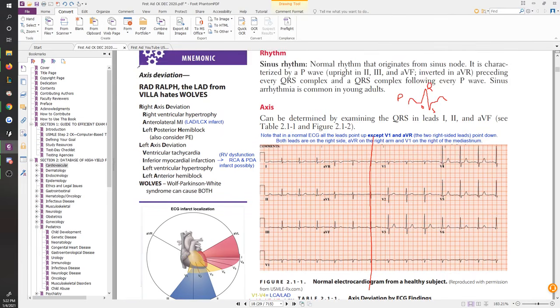Now, right off the bat, for axis deviation, something you can have in your answer choices, you have a mnemonic, right? So you have this Rad-Ralph mnemonic and the Lad-Villa, okay? Rad stands for right axis deviation, Lad stands for left axis deviation, and the mnemonic is just here to help you understand what possible etiologies might have caused a right axis deviation or a left axis deviation to occur. These things were actually happening in most of your Step 1 questions also.